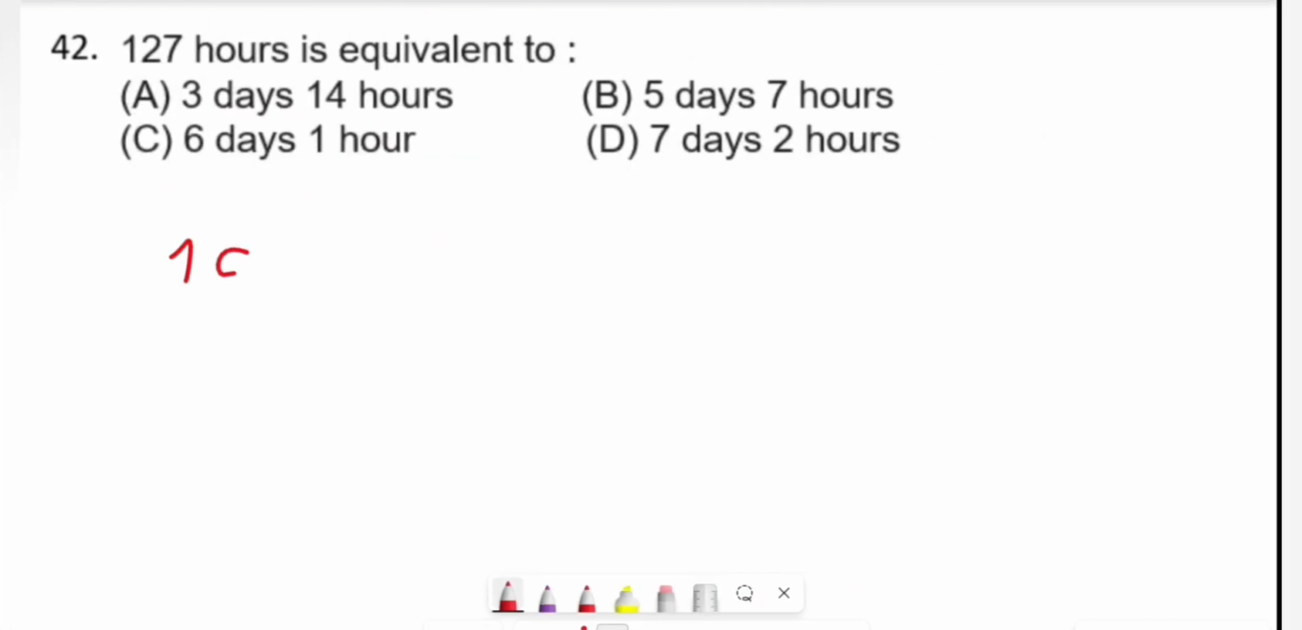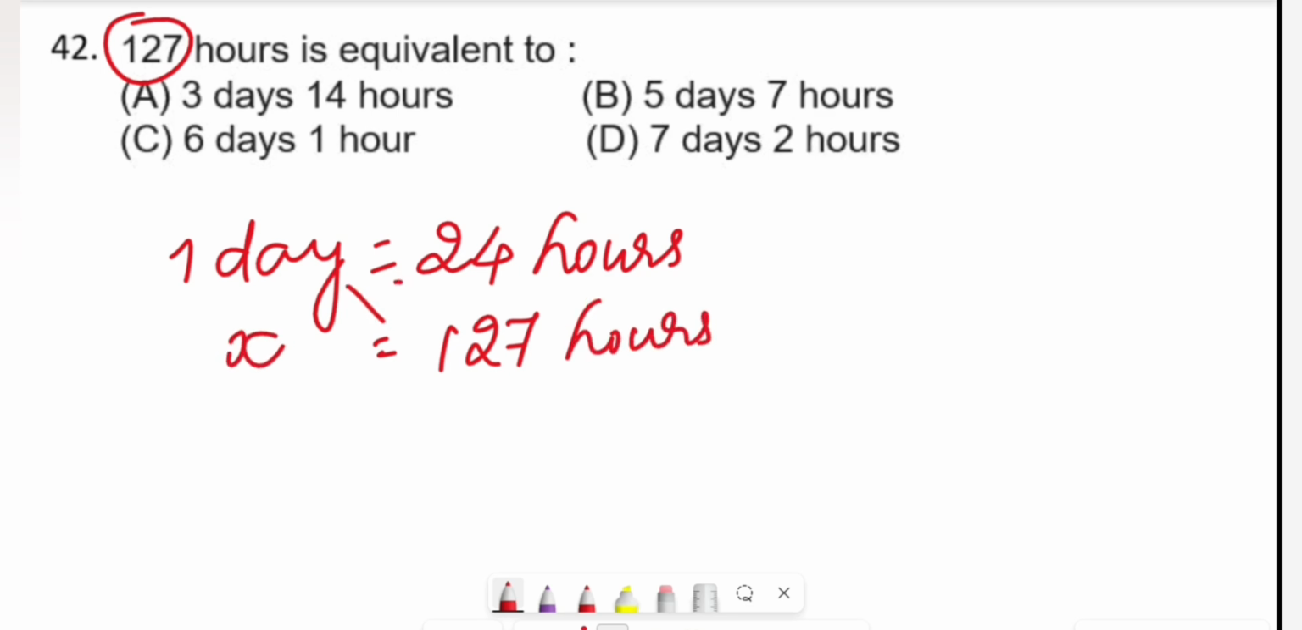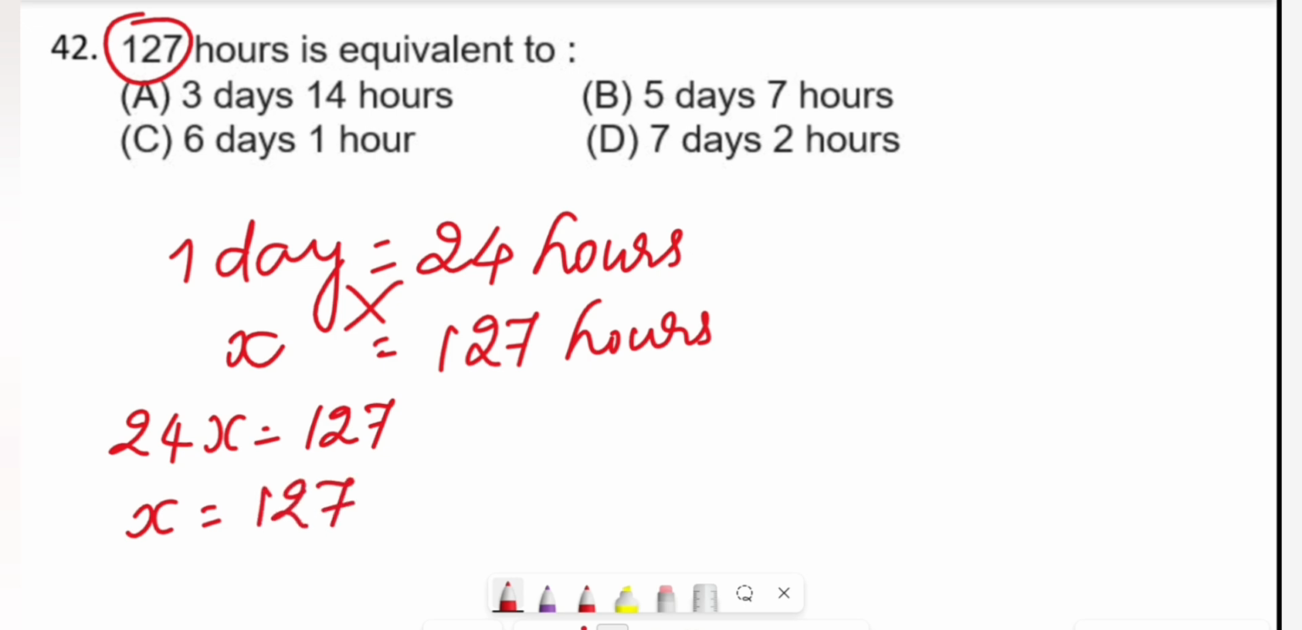Here in this question we have to convert 127 hours to number of days and number of hours. So as you know, 1 day is equal to 24 hours, and here 127 hours is given, that is equal to, let us take x, okay, and cross multiply. 24 into x is 24x and 127 into 1 is 127. So 127 divided by 24.